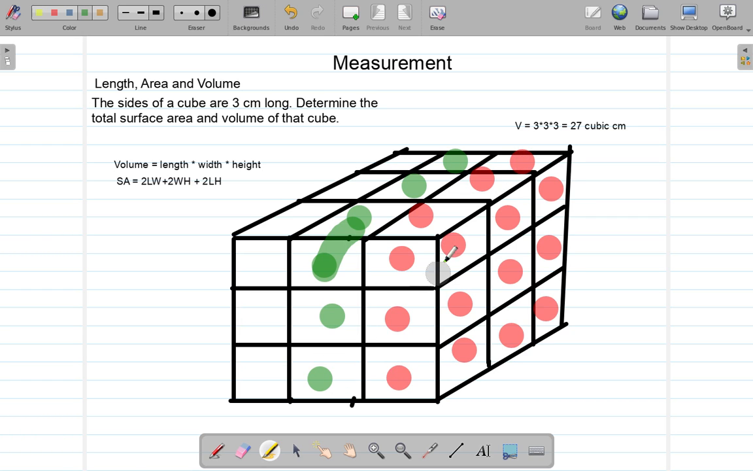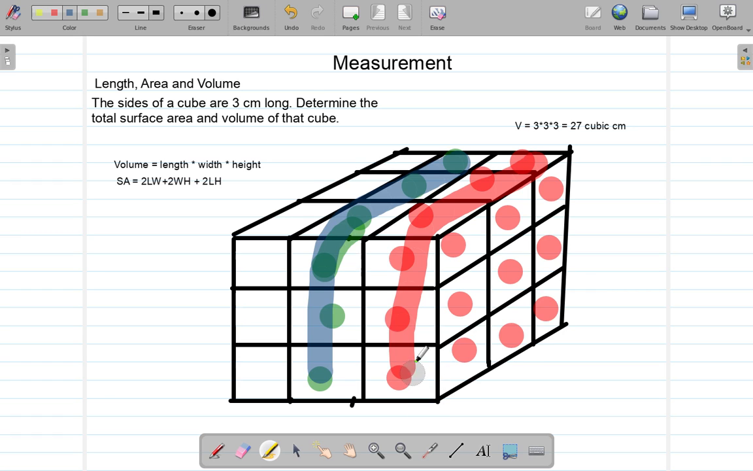9 cubes on the right, 9 cubes in the middle. Alright? So we have covered all these 9s to the right. Then we cover these 9s in the middle.